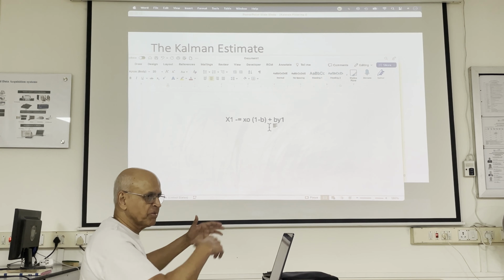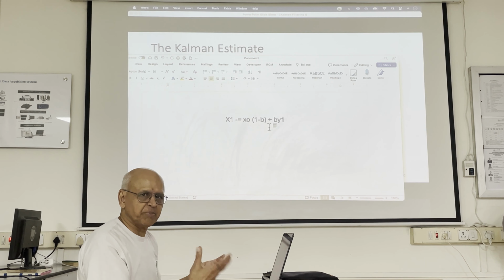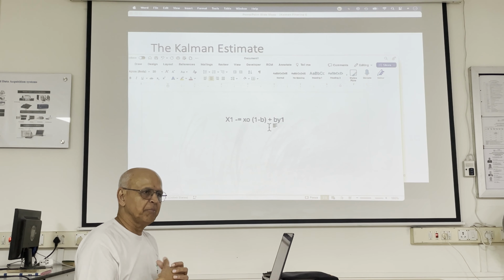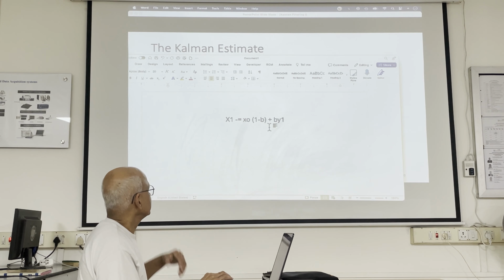So it's a piece of this plus a piece of that. That's how you expect it to be. You have two sensors which are imperfect. How do you put it together? This is how you do it.